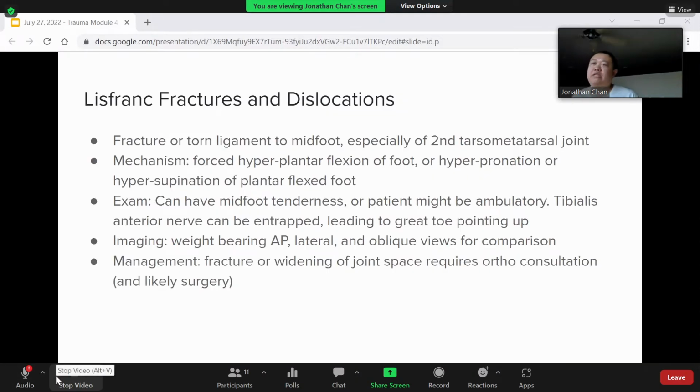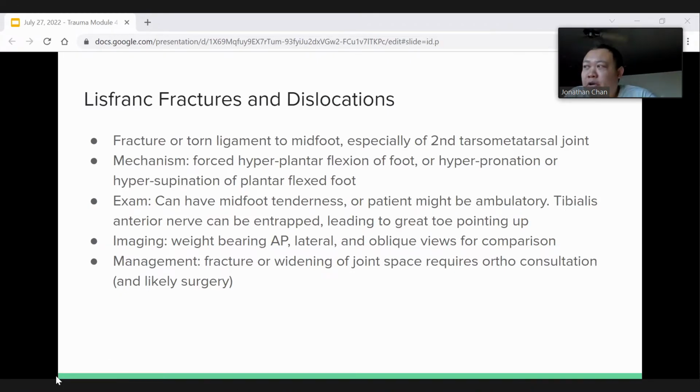The next one here is a Lisfranc fracture. So this is a fracture or a torn ligament of the midfoot, especially at the second tarsal-metatarsal joint. The mechanism is either a forced hyperplantar flexion of the foot or hyperpronation or hypersupination of a plantar flexed foot. One common example in the US would be someone who's riding a horse gets thrown forward and their foot gets stuck in the stirrup. That's kind of the best way to describe a hyperplantar flexed foot.